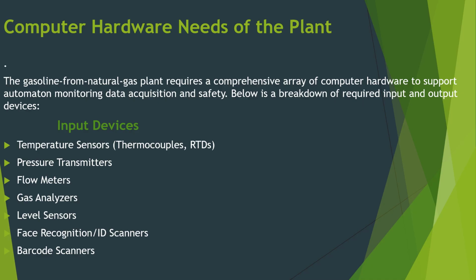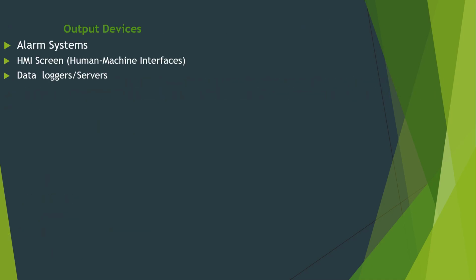So let's look at some of the output devices. We have alarm systems. So these provide audible or visual warnings for process deviation or safety breaches. 2. HMI screens, that is human machine interface. So this displays process graphics for operator interaction. And we have data loggers or servers. So these store and archive historical plant performance data.